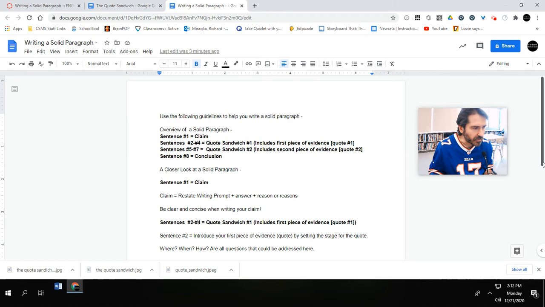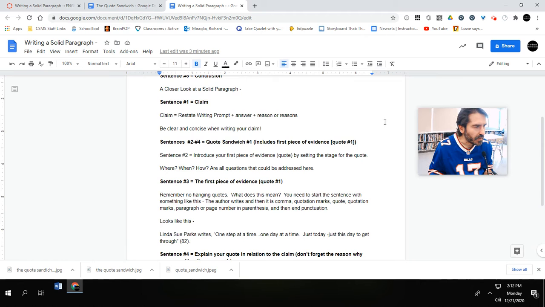After your claim, you have your first quote sandwich, which includes your first piece of evidence. So the first part of your quote sandwich introduces your piece of evidence by setting the stage for the quote. Where, when, how. These are all questions that could be addressed here. If we're talking about Long Walk to Water, you might say, Salva has just left the first refugee camp that he was at, and something even more terrifying occurs.